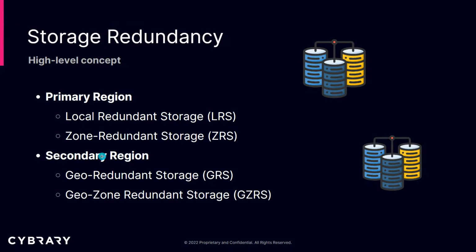So for that, you will need a secondary region where you can replicate your data. That is geo redundant storage, where you are replicating not only in the primary region but also in a secondary region with multiple zones. So let's look at that.